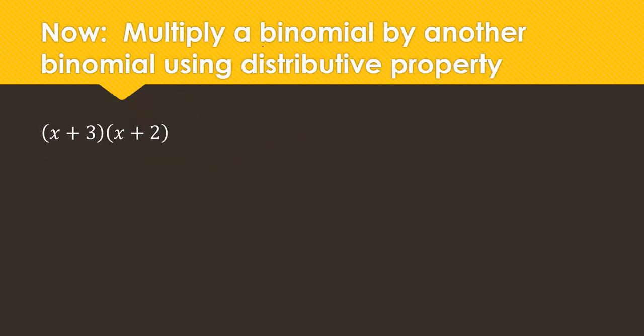a binomial, two terms, by another binomial. And again, we're going to use the distributive property. But now I have two things that need to be distributed. So first I'm going to take the x and distribute it to everything to its right. And then I'm going to take the plus 3 and distribute it. Okay? Then I've got to distribute my monomial again.